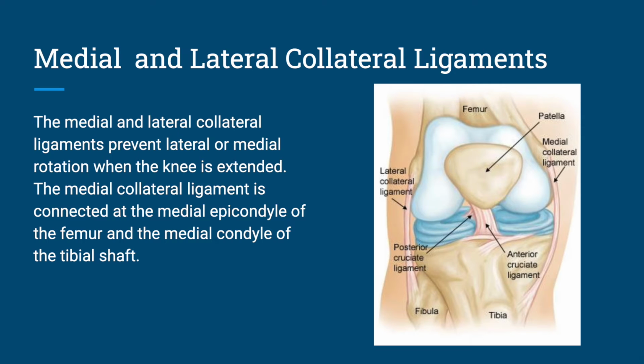When it comes to ligaments of the knee, the medial and lateral collateral ligaments prevent lateral or medial rotation when the knee is extended. The medial collateral ligament is connected at the medial epicondyle of the femur and the medial condyle of the tibial shaft.